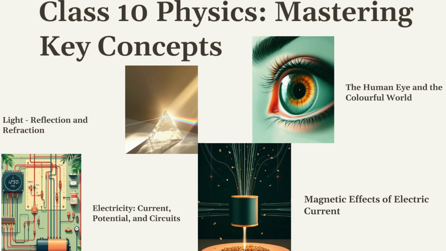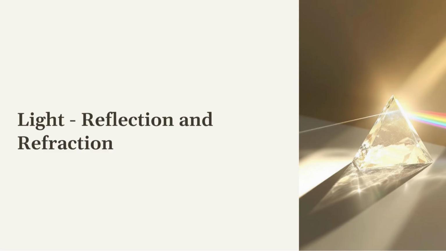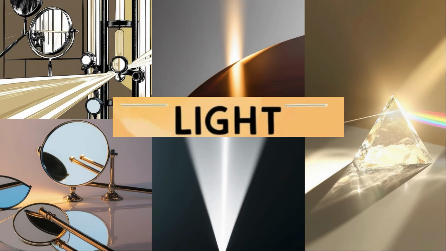The chapters of Class 10 Physics are Light, Reflection and Refraction, Human Eye and Colorful World, Electricity and Magnetic Effects of Electric Current. In the first chapter, we explore how light behaves when it bounces off surfaces and bends when passing through different mediums. You'll learn about mirrors, lenses, and the formation of images.